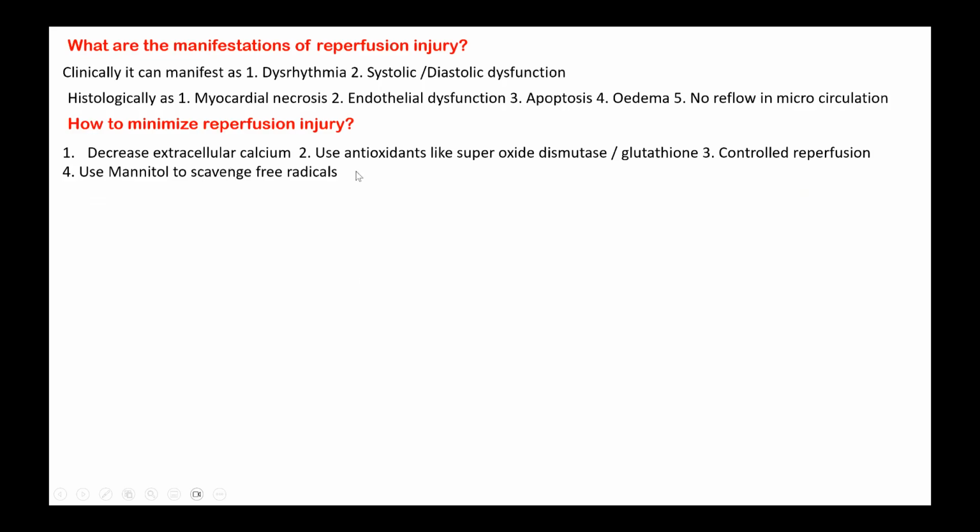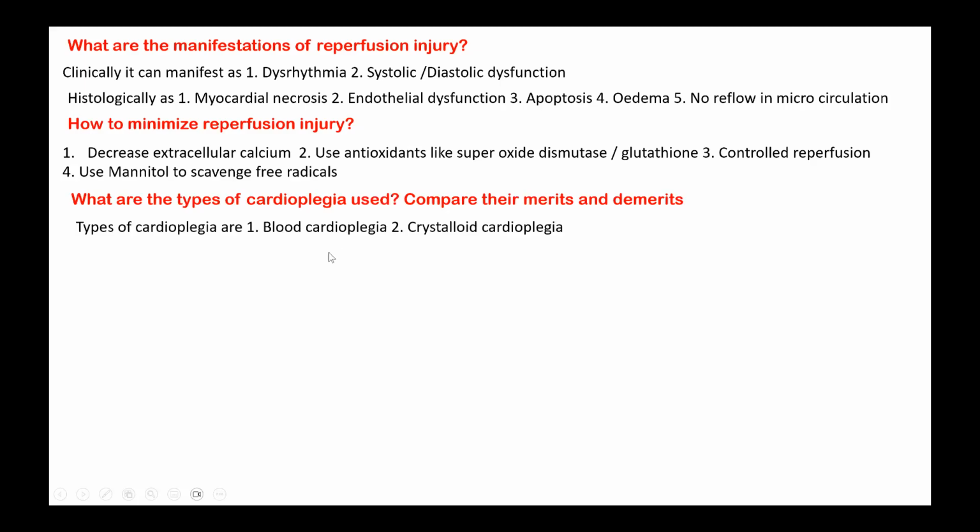Decrease extracellular calcium, use antioxidants, control the reperfusion. Mannitol may be given to scavenge the free radicals, one of the uses of mannitol other than being a diuretic. And the types of cardioplegia that are used is all asked in the exam.